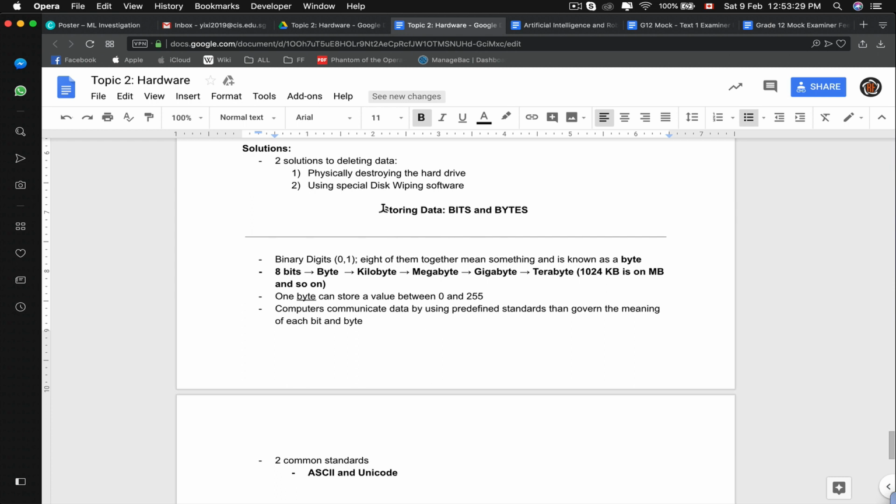Okay. Storing data, this is definitely the only calculation in ITGS. 8 bits is a byte. 1024 bytes is a kilobyte, and then so on and so forth: megabyte, gigabyte, terabyte, petabyte, and so on.